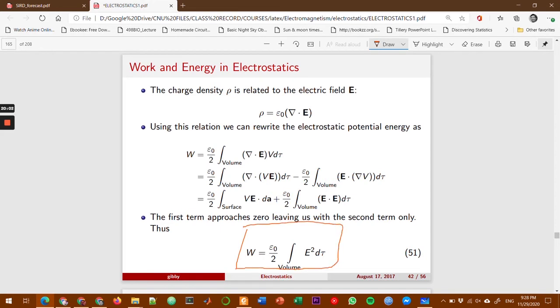So there are two ways to solve for your work. Either you use this equation, 1/2 integral of rho V d tau volume, or this one. So in either case, if given an electric field, or given your potential V, then you can actually get the same result.